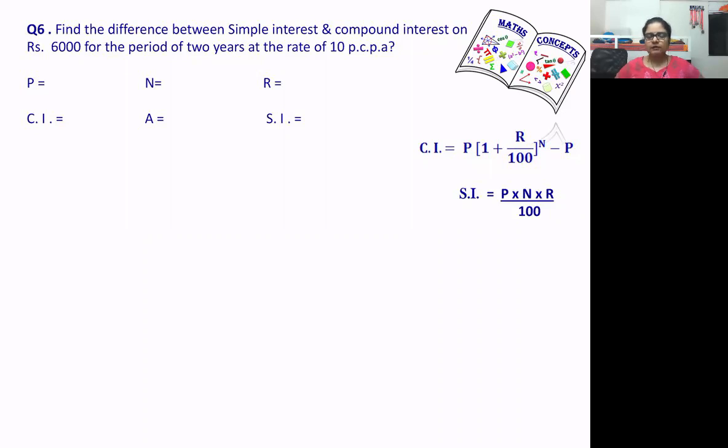In case of Ram and Sham, we had simple interest 300 and compound interest 331. The difference would have been 331 minus 300, 31 rupees. Here you have to find out both compound interest and simple interest, and you have to subtract simple interest from compound interest.